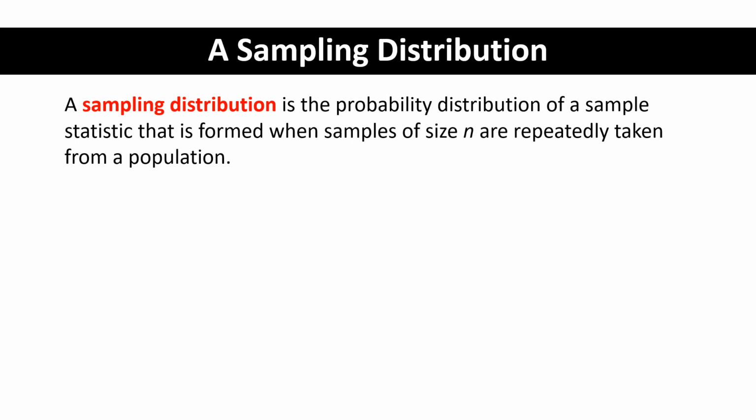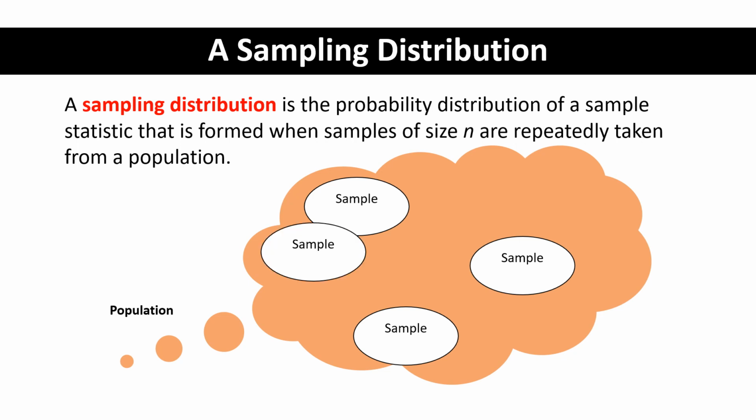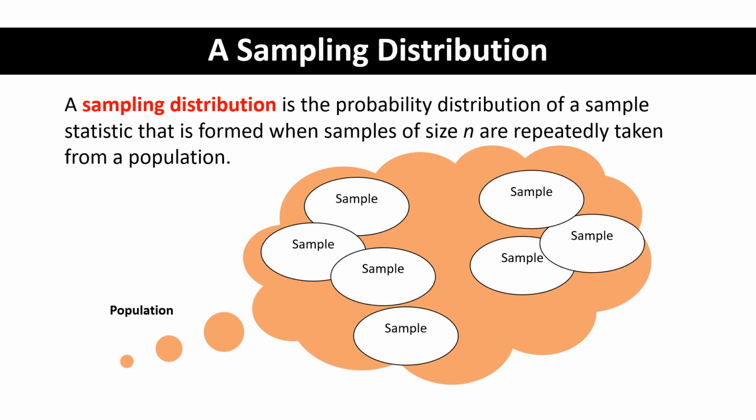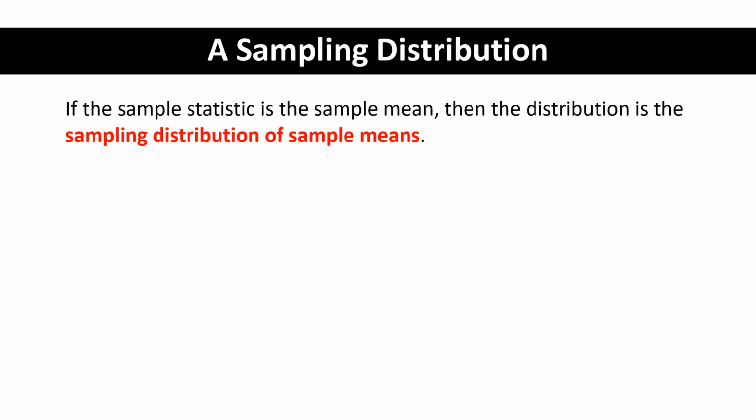A sampling distribution is the probability distribution of a sample statistic that is formed when samples of size n, that's our sample size, are repeatedly taken from a population. So here's a visual. We have this population and we take random samples of the same size n from a population, and we do this over and over again. If the sample statistic is the sample mean, then the distribution is the sampling distribution of the sample means.